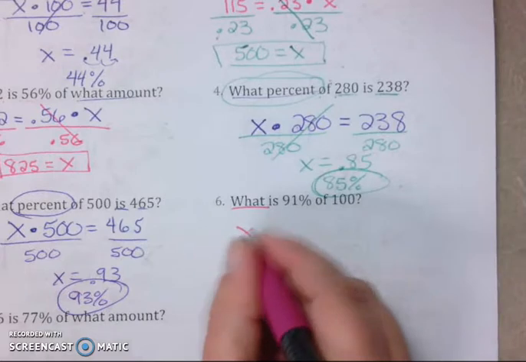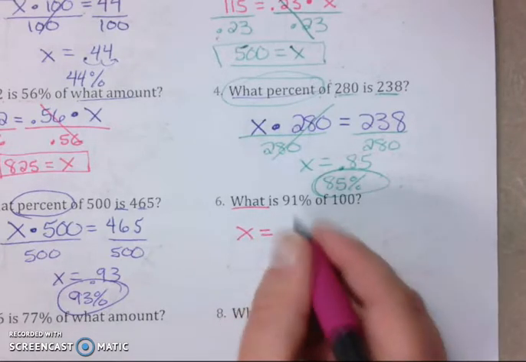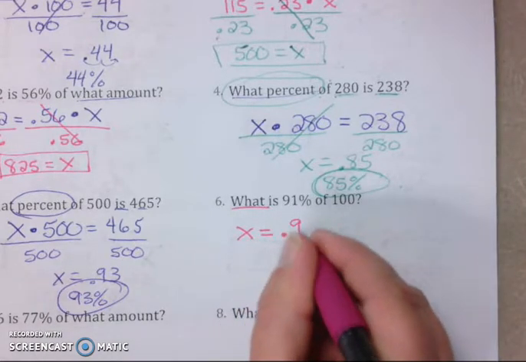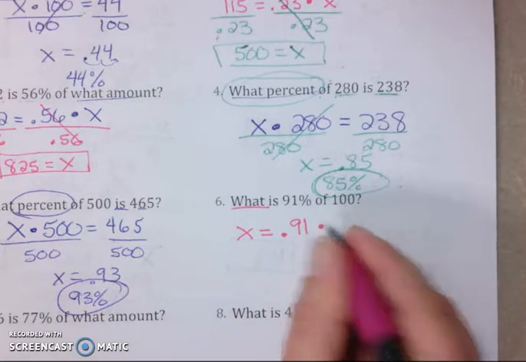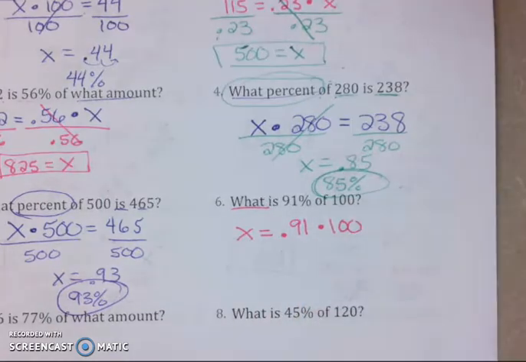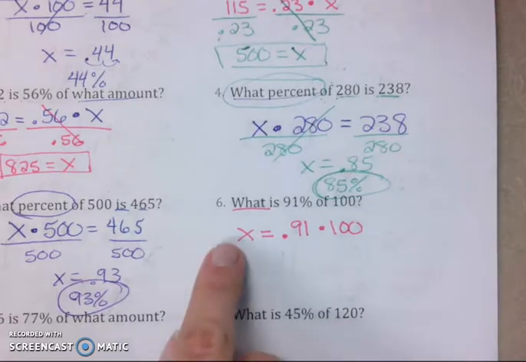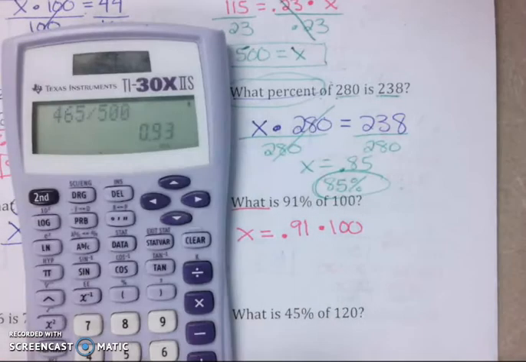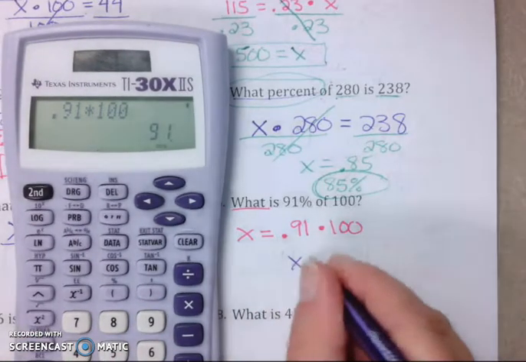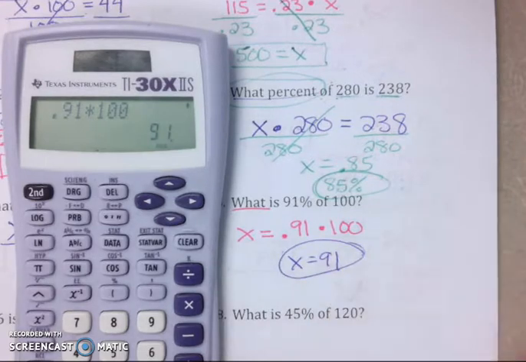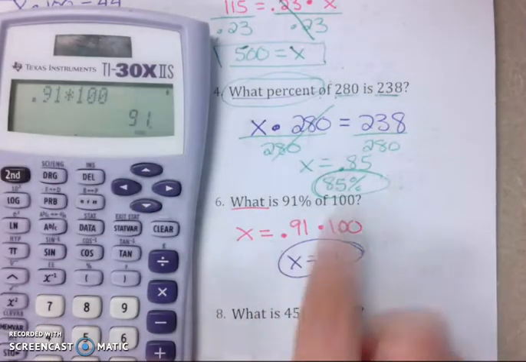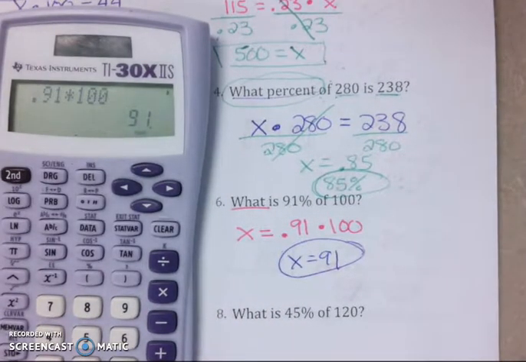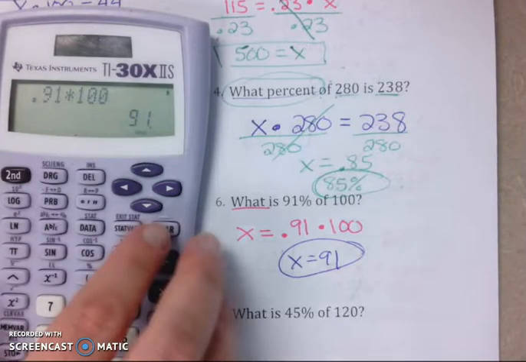Let's do one more real fast. What, that's our x, is equals 91%, written as a decimal, 0.91, of is times 100. So this time you don't have to solve for x. Look, it says x equals this. You just multiply those together. 0.91 times 100. So I know x equals 91. Which makes sense, right? 91% of 100 would be 91. That's how you do that method. All right, good luck everyone.